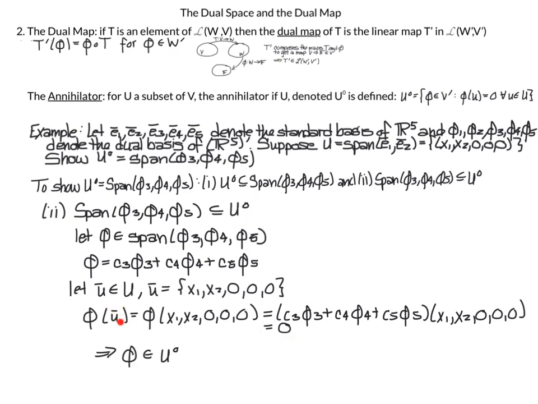And since phi of u, for any u of this form, which is exactly our subspace U, is equal to 0, that puts phi into the annihilator of U. Now we have proven both of these statements: that the annihilator of U is a subset of the span of phi3, phi4, phi5, and the span of phi3, phi4, phi5 is a subset of the annihilator of U. Therefore, the two sets must be equal.